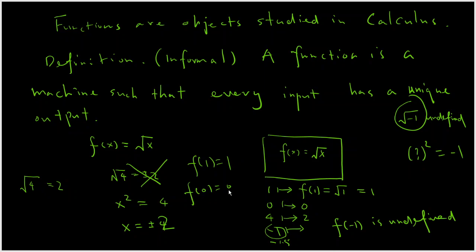Again, I'm going to repeat the terms over and over again. We say the value of the function at 1 is 1. Or you can just say f of 1 is 1. f of 1 equals 1. All the same thing, right?